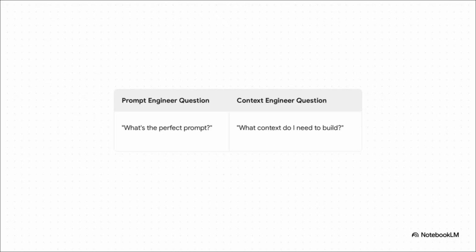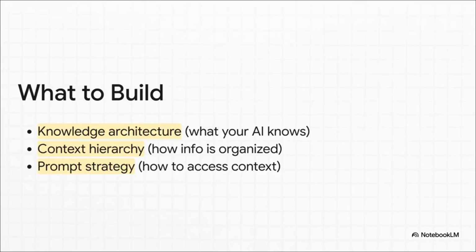This requires a totally different way of thinking, a complete paradigm shift. For the last couple of years, the question has always been, what's the perfect prompt for this task? A context engineer asks a fundamentally different question. They ask, what context do I need to build first? See the difference? You build the foundation before you even think about the prompt. It changes everything. So what are we actually building here?